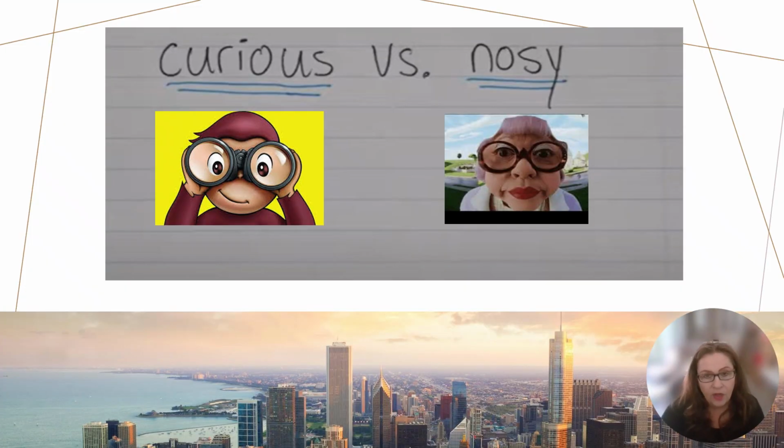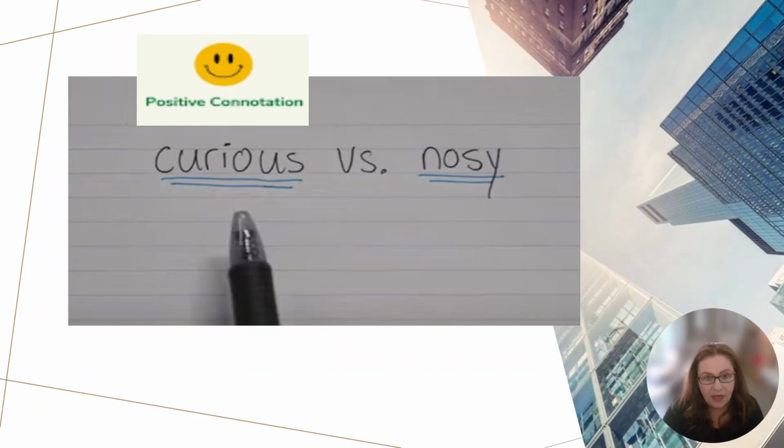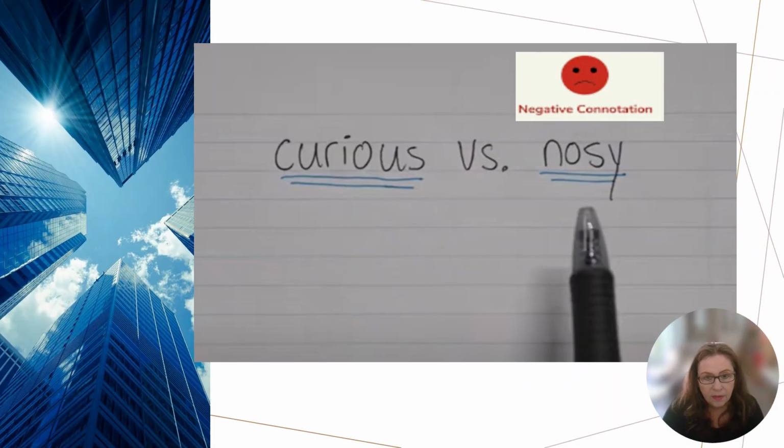For example, we have curious and nosy. They have the same denotation. They have the same dictionary definition. You look them up, you're going to get the same definition. They both mean that you're being inquisitive, that you're interested in learning or knowing about something. However, curious and nosy do not have the same tone. One of them sounds a bit more positive, and one of them sounds a bit more negative.